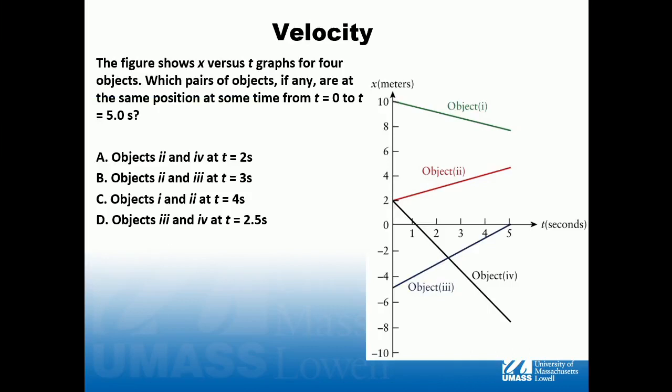Okay, so let's say that I have an x versus t graph for 4 different objects. This one is asking you which 2 objects are at the same position at the same time. Just looking at it, can you tell me? These are position versus time. 3 and 4. Right? They intersect nicely.